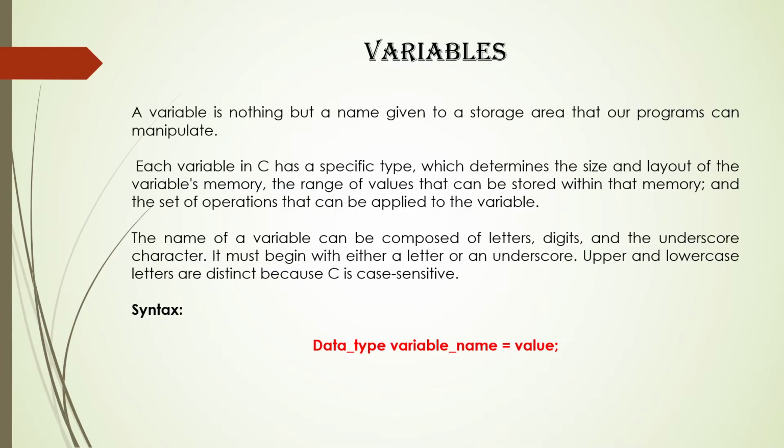The first topic is variables. In C, a variable is something that holds a value. So let's see what's mentioned here. A variable is nothing but a name given to a storage area that our programs can manipulate.